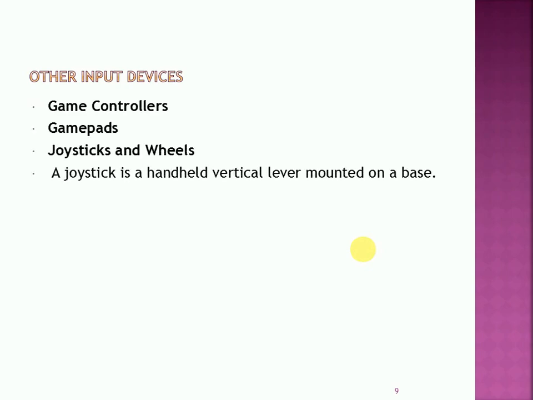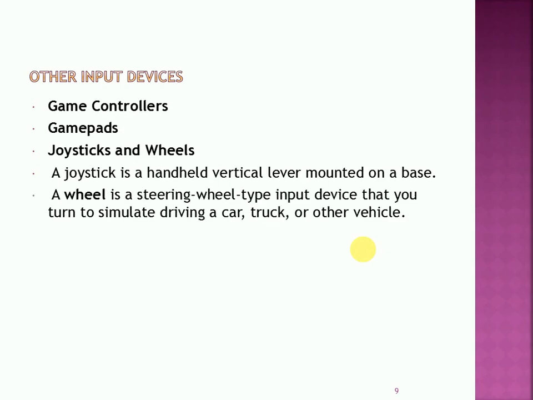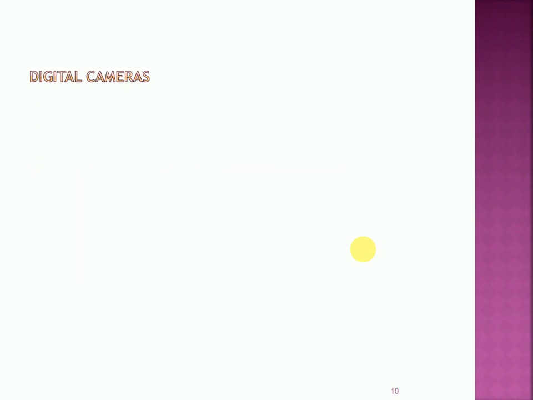Now we will discuss some other general input devices: game controllers, gamepads, joysticks, and wheels. A joystick is a handheld vertical lever mounted on a base. A wheel is a steering wheel type input device that you turn to simulate driving a car, truck, or other vehicle. The next types are light guns, dance pads, and motion sensing game controllers. These all help in entering data into the computer.